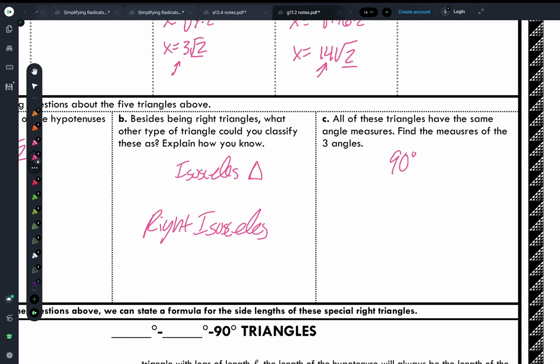All right, but since it's isosceles, we know that the other two angles have to be the same measure, because that's the property of isosceles triangles, that two angles are the same. So if they add up to 90, to find what they are, you can just take 90 divided by 2 and find that they are 45 degrees.